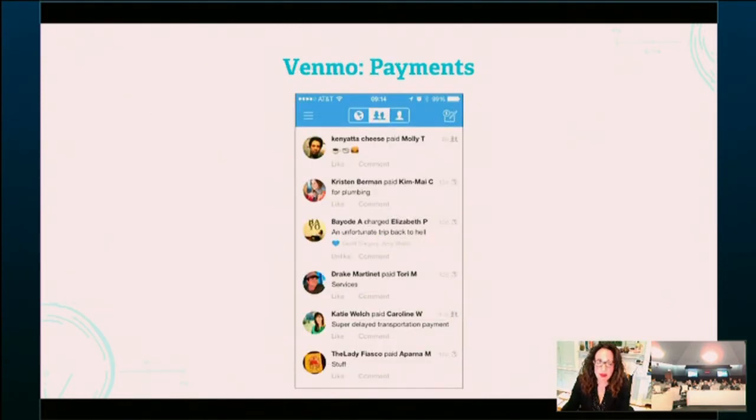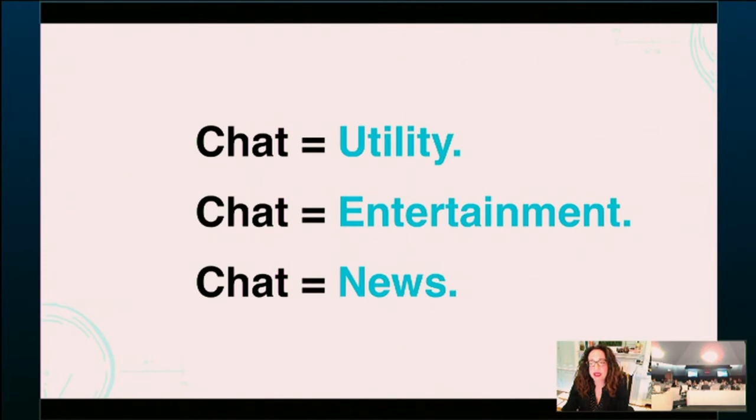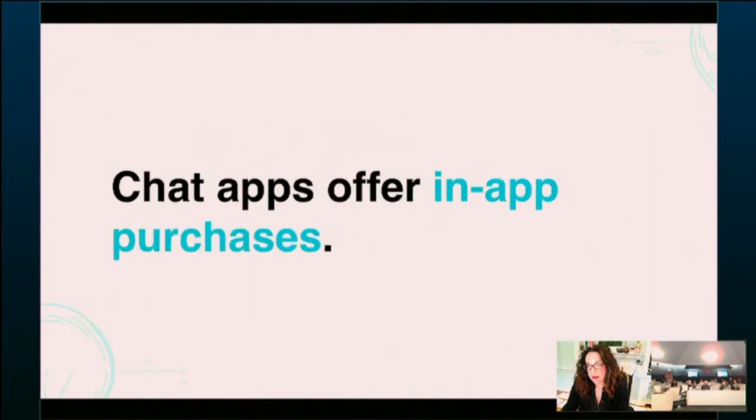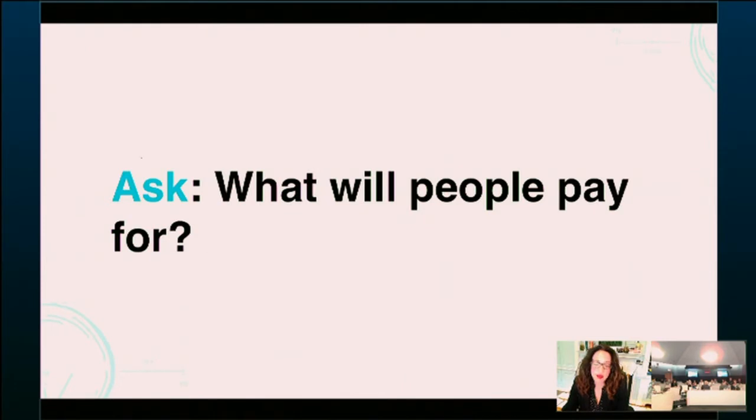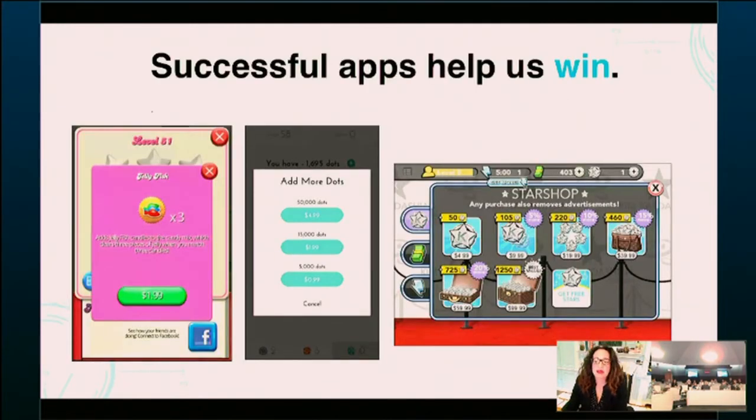Venmo is a payment system, but a lot of people use it for chat, in addition to making payments. And the chat aspect is one of the reasons that this thing is so sticky, even though it's a payment platform. Chat is about utility, entertainment, and news. And they also offer in-app purchases. So if you start thinking through what people would pay for, because that's part of what the conversation around engagement is in news organizations. Successful apps help us win. So if you think about Candy Crush or Dots or the Kardashian game, whatever it is that you do, anytime there's a fee associated, it's to help you level up. Or in the case of Line, right?